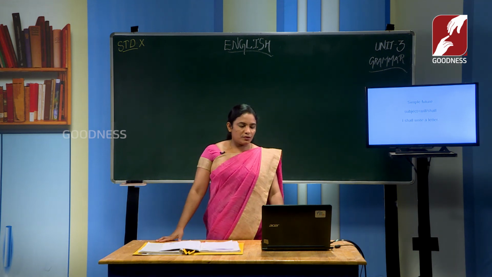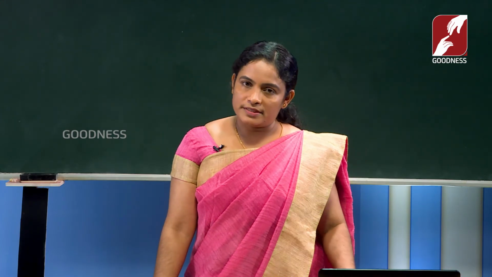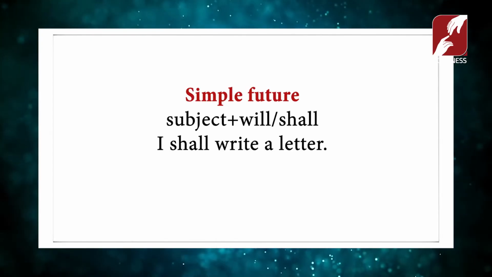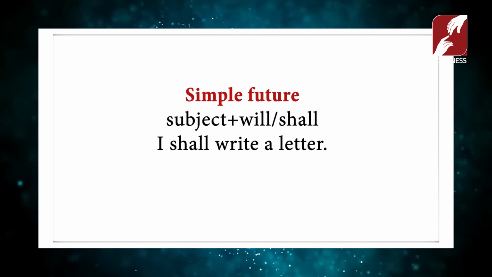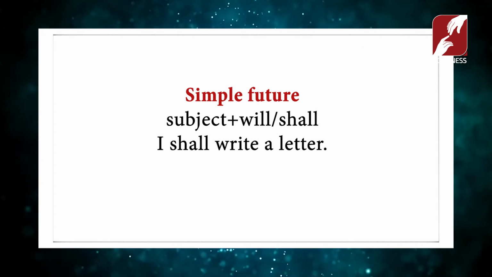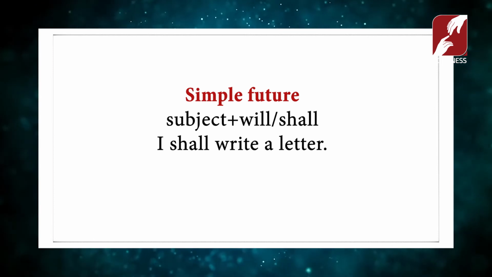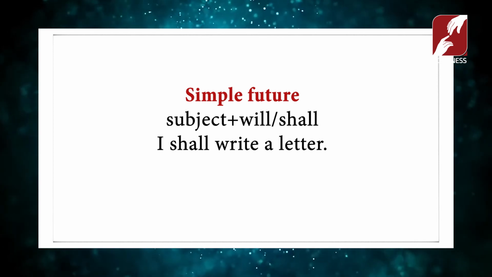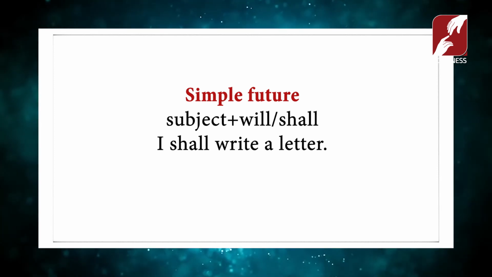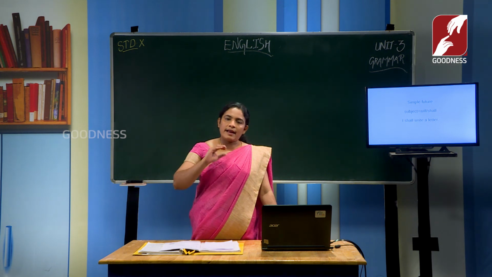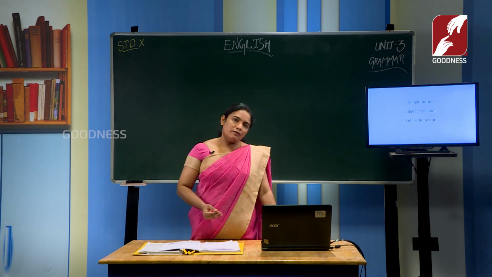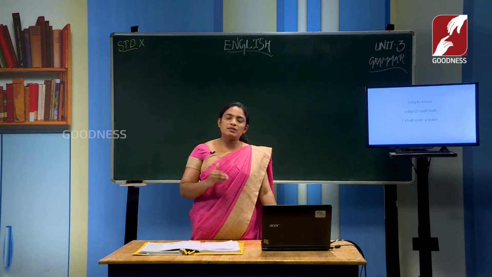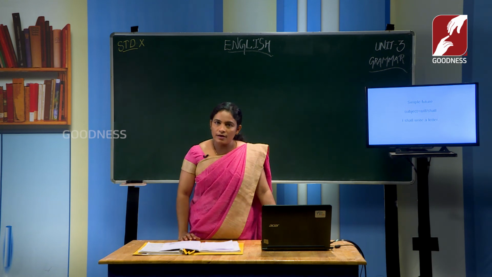Okay, simple future, but we should know the rules. Simple future: subject plus will or shall plus the first form of the verb. For example, I shall write a letter. It shows an action which has to take place in future. To show such actions, we are using this simple future tense.